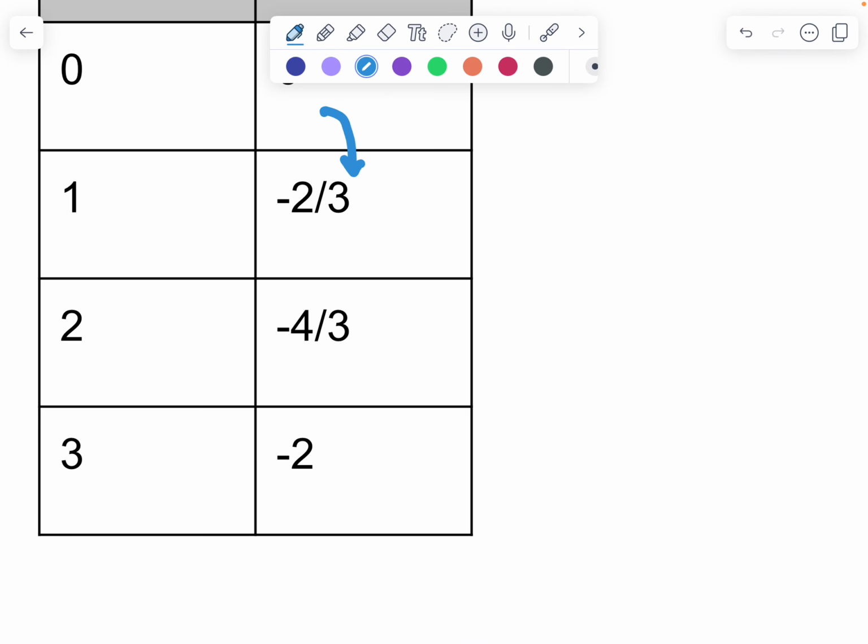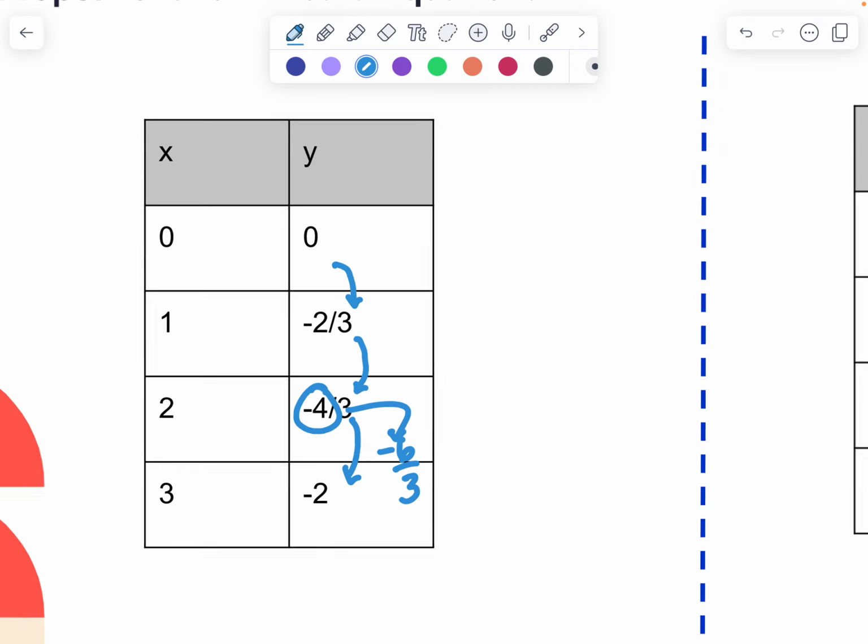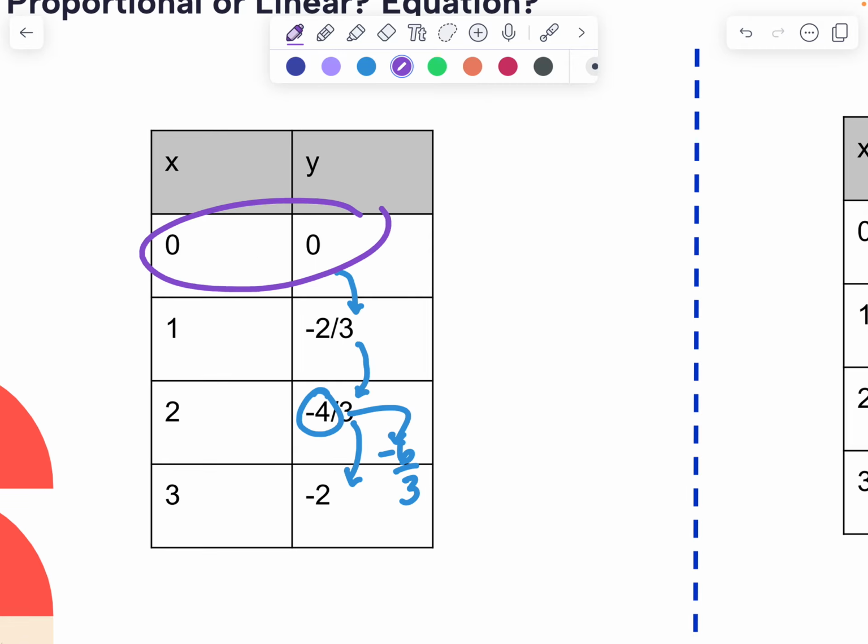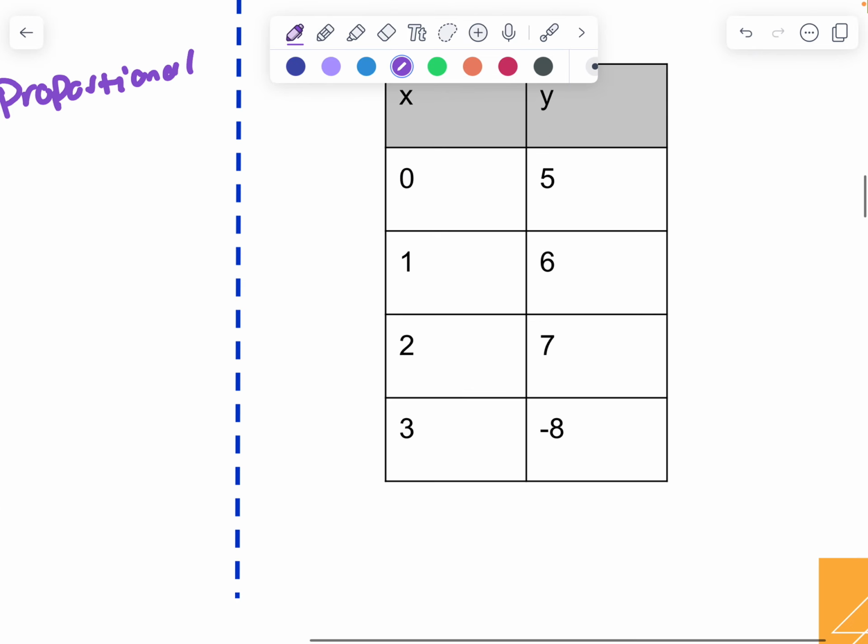So this one decreases by 2/3, decreases by 2/3, decreases by 2/3, add negative 2/3. So that guy, you've got negative 6/3, which is -2. And I'm seeing 0, 0, so this is proportional. This one I can rule out right away as not proportional because of that.